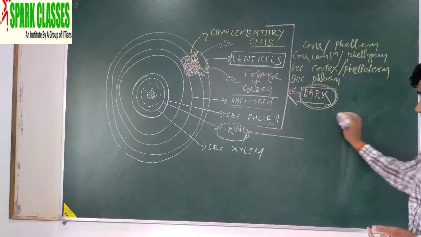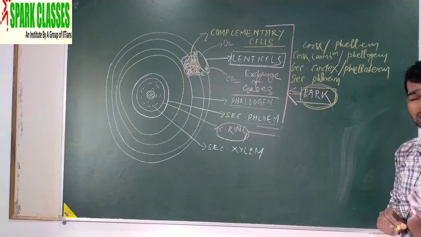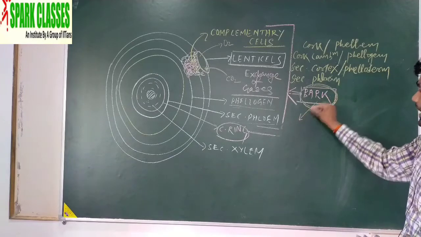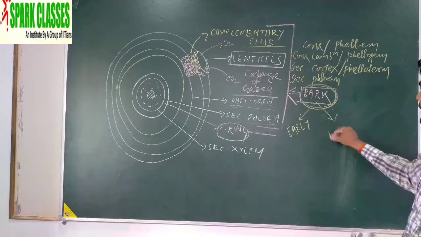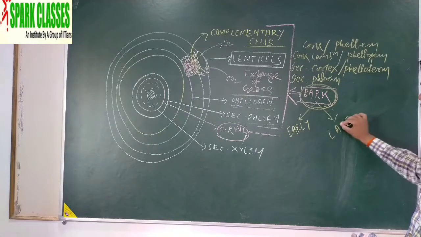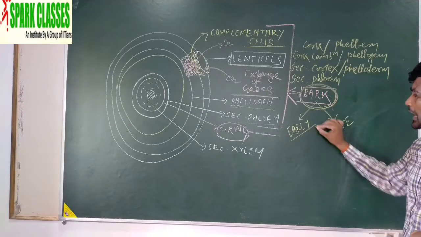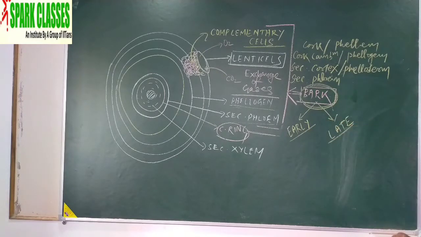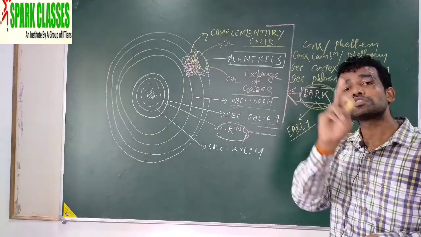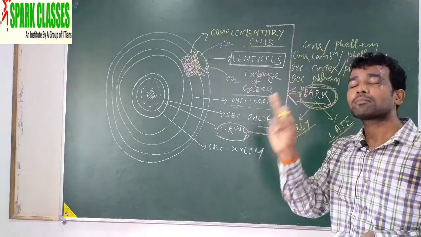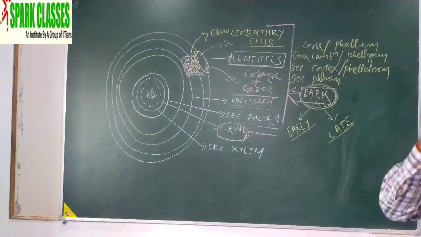Again, bark is of two types, just like wood I had told you. One is early wood, another is late wood. Bark is also of two types: early bark and late bark. So what are early bark and late bark? These are not according to different seasons, as we discussed for wood. In case of wood, those produced in spring are called early wood, and those produced in autumn are called late wood. But here the different seasons are not taken.